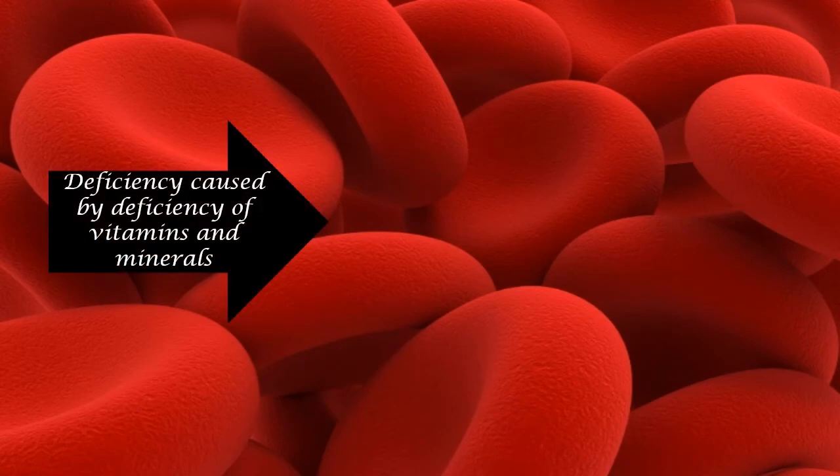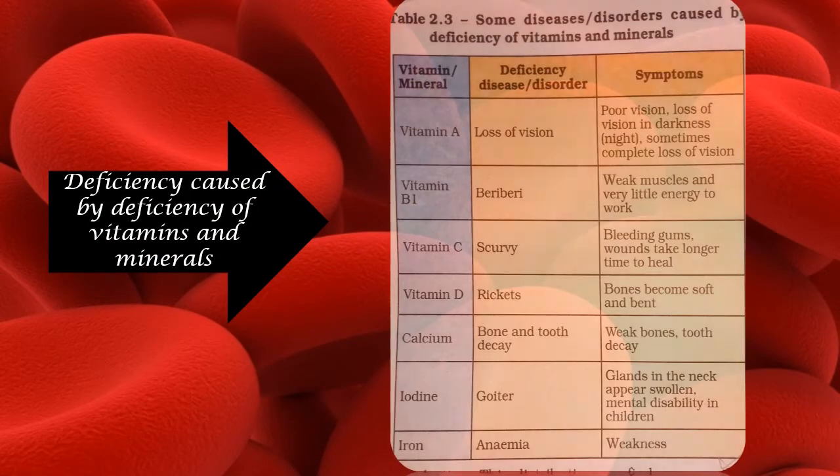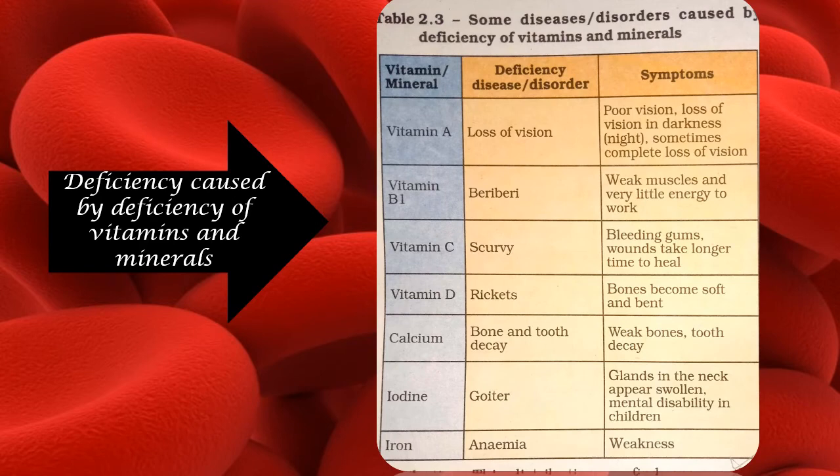Here, let us discuss a tabular column from your textbook. It shows the disorders caused by the deficiency of vitamins and minerals. So here some vitamins and minerals are included. Let me chart out what are the fat soluble and water soluble. Vitamin A and vitamin D come under fat soluble, and vitamin B1 and vitamin C come under water soluble vitamins. Only very few are discussed here. I have just added some more.